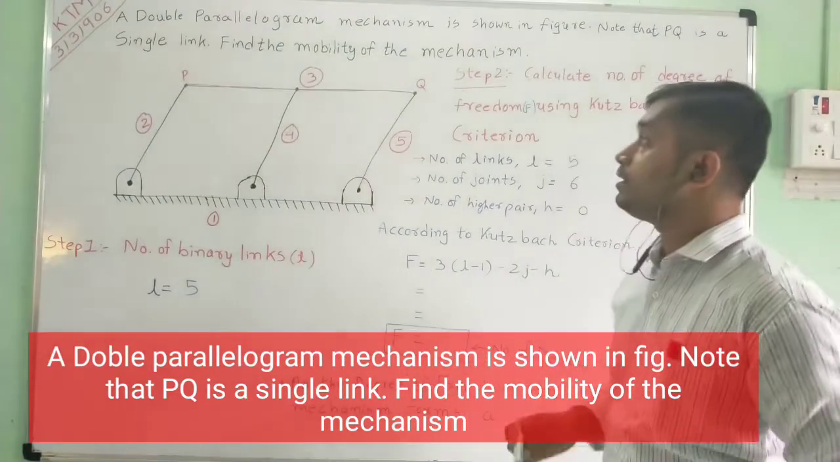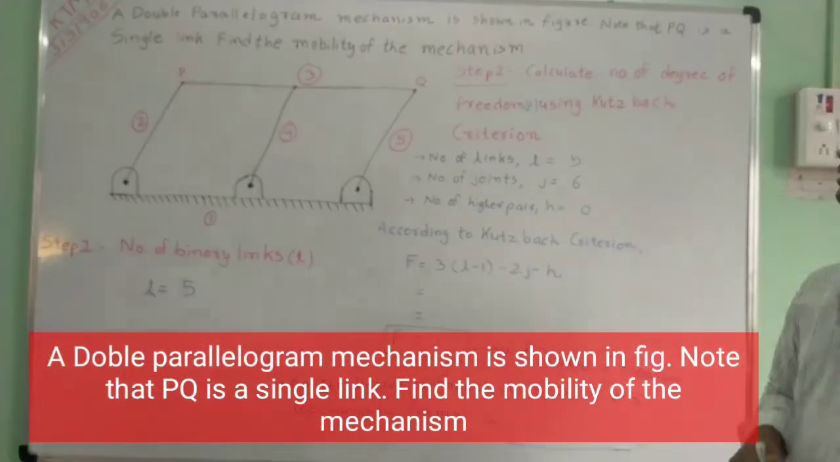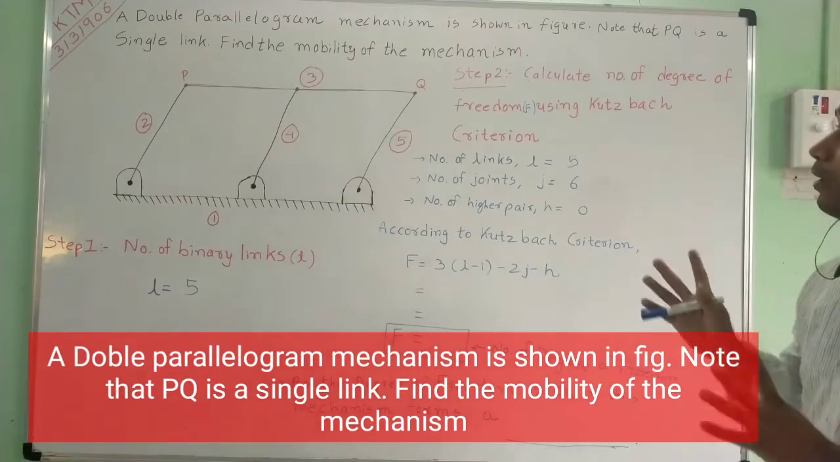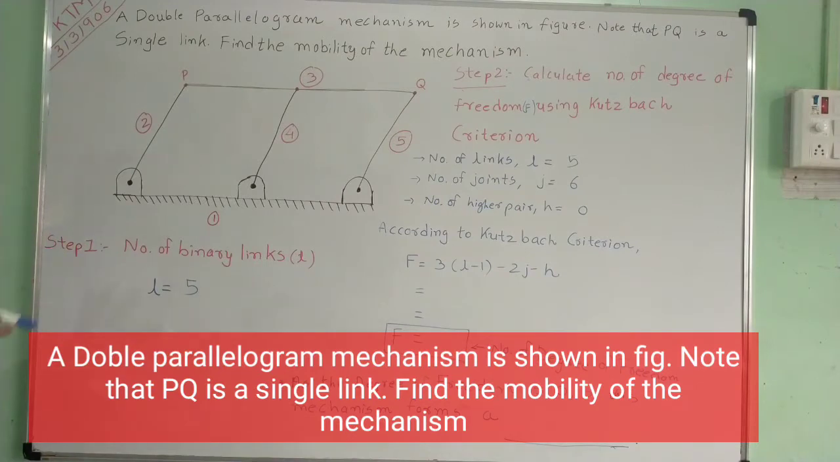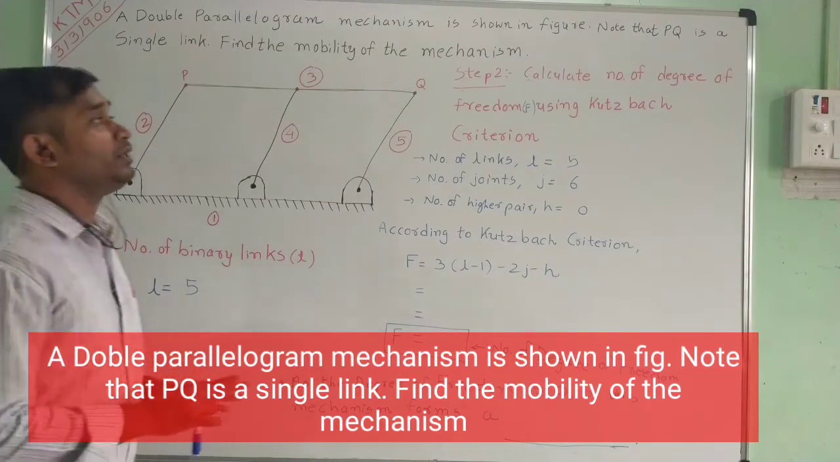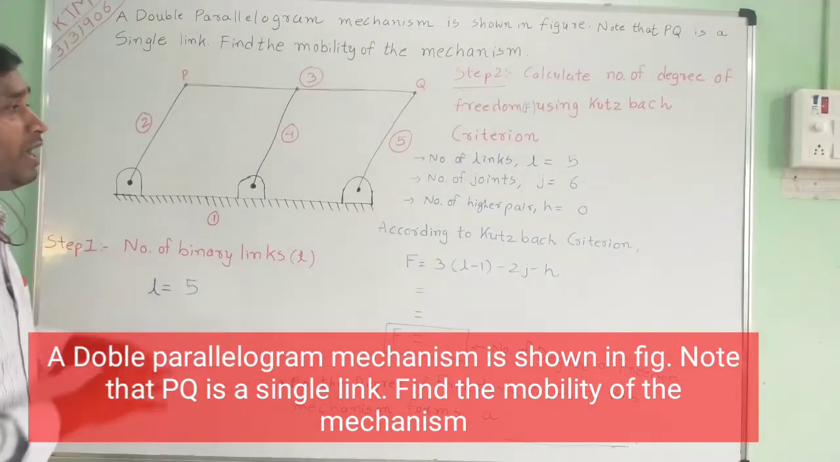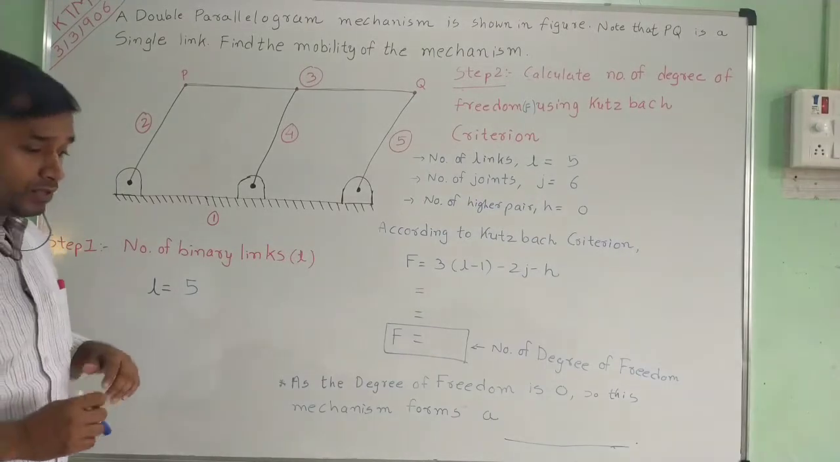Now we move on to number 3. Example: a double parallelogram mechanism is shown in the figure. Note that PQ is a single link. Find out the mobility of the mechanism. This is a very simple example but a confusing problem.